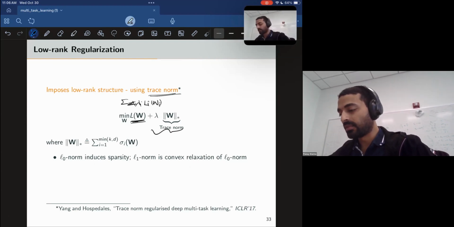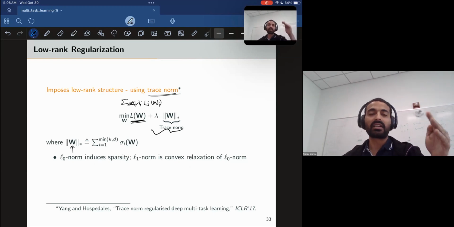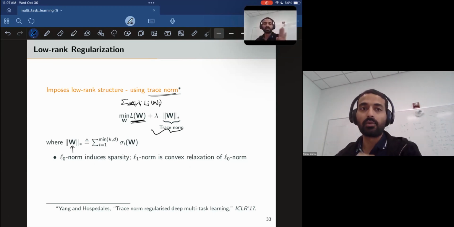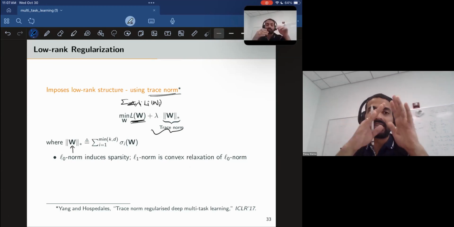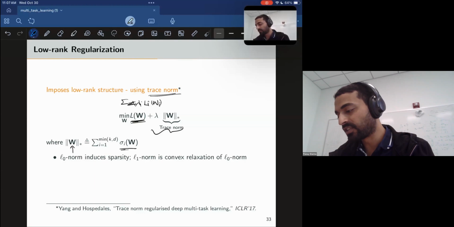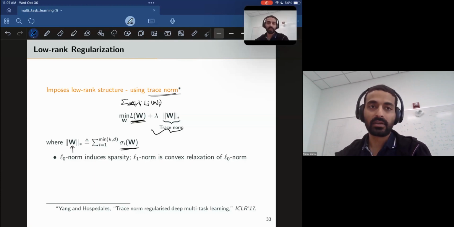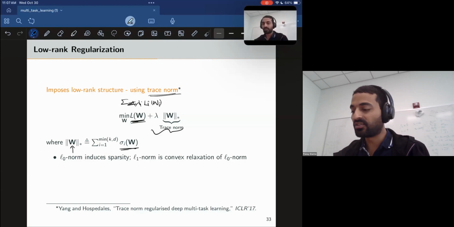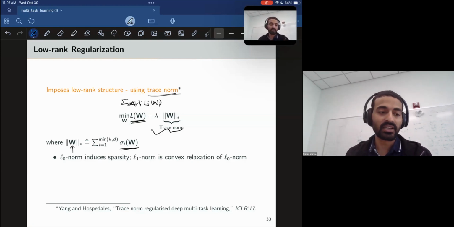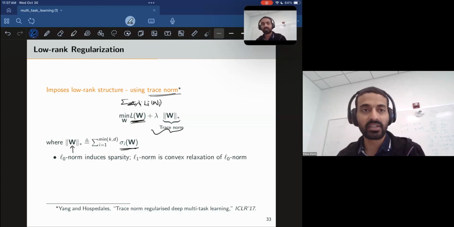And the trace norm essentially looks at the matrix W, where you have collected all the individual models W_i. You stack them vector wise or column wise in a matrix. You compute the singular values of this matrix and sum them, right? So essentially, you sum the non-zero singular values of the model parameter matrix, and this is what the trace norm is.